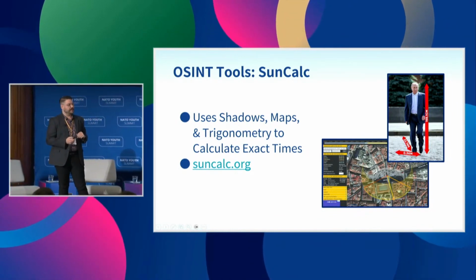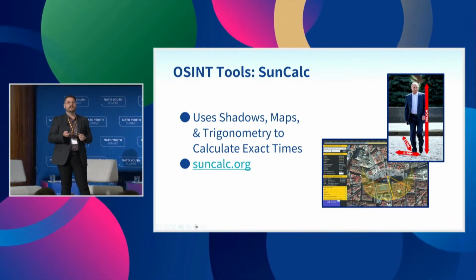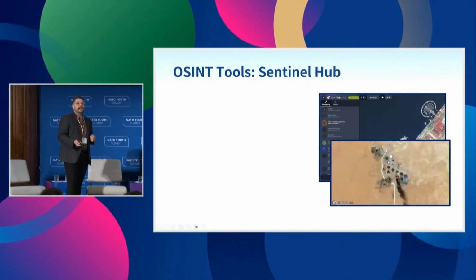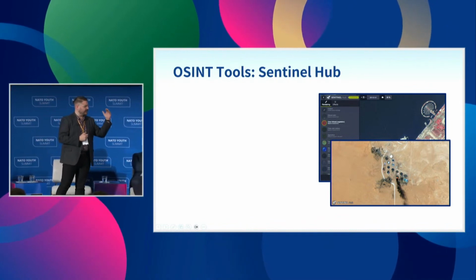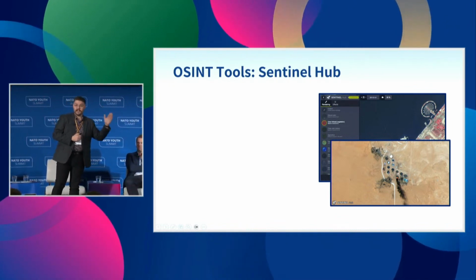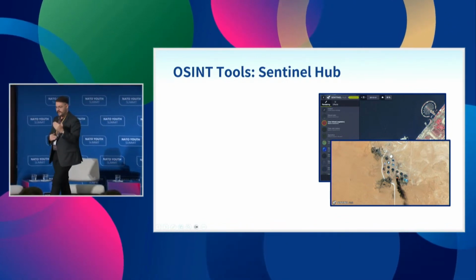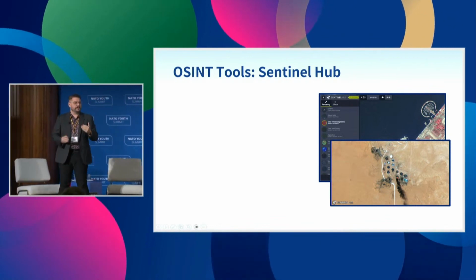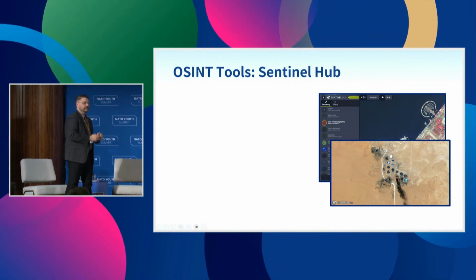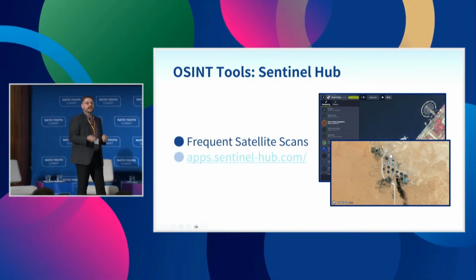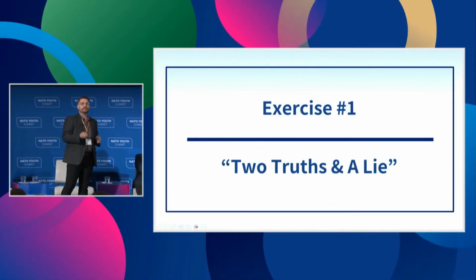SunCalc allows you to use a bit of trigonometry and a bit of math to work out the exact time a photo was taken, which is really useful if you're trying to work out troop movements and whatnot. And Sentinel Hub. Google Earth is a fantastic website, but Sentinel Hub does satellite photos every couple of days usually. So if you're trying to work out when a village was burned down, you can go, yes, yes, yes, yes, no, and now you have a 2-day window when that village was burnt down. And there's where you can download it.